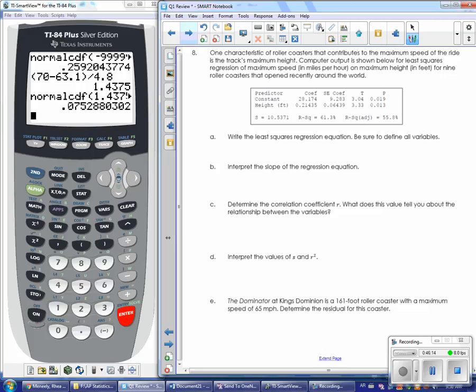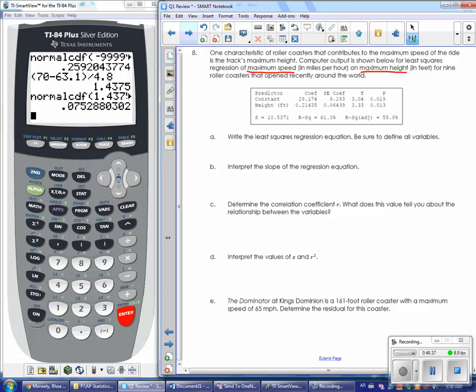the track's maximum height. Computer output is shown below for least squares regression of maximum speed in miles per hour on maximum height for 9 roller coasters that opened recently around the world. It says in letter A to write the least squares regression equation, being sure to define all variables. So we're told the variables in the problem. So it says we've got maximum speed and maximum height.